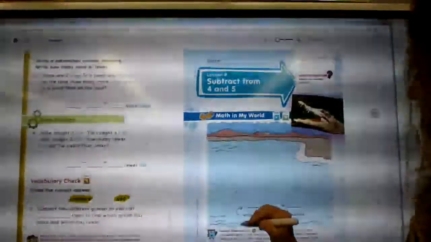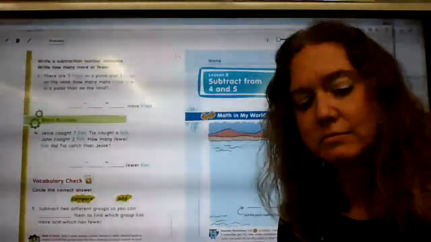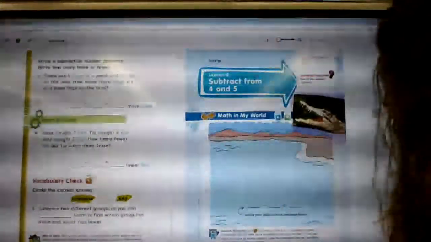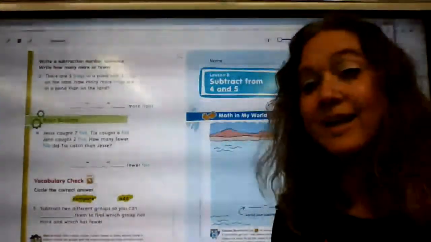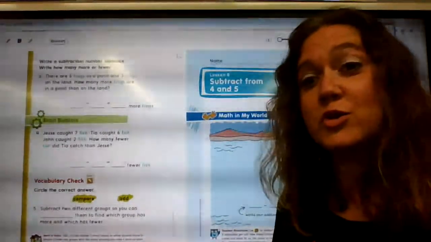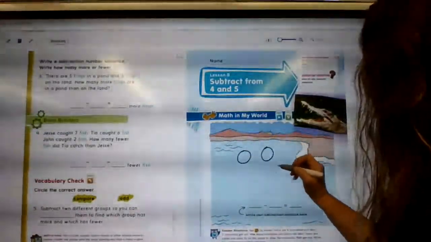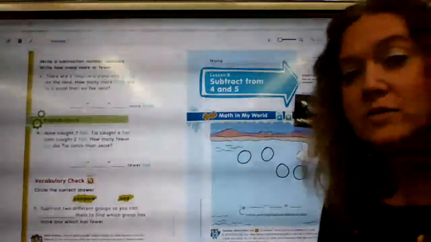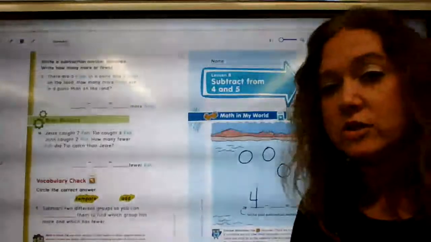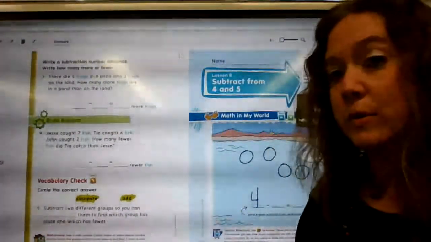Looking at this, there are 4 crocodiles in the lake. 3 crocodiles get out. How many are still in the lake? If you want to, you could draw crocodiles. I'm just going to draw circles. So I had 4 in the lake. And so we started off with 4. So I'm going to write that at the beginning of the subtraction number sentence, 4. 3 crocodiles get out, so I'm going to X out 3.